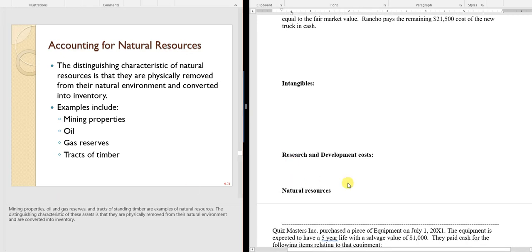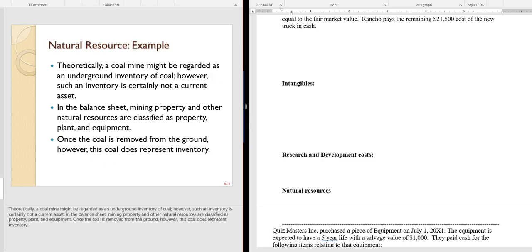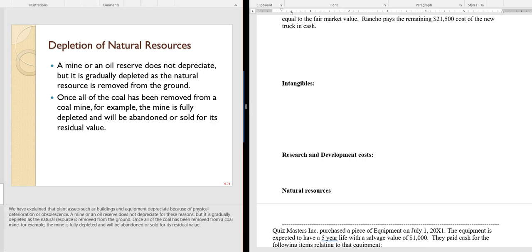Natural resources. Natural resources, again, like intangibles, just know what they are and know the terminology. We depreciate fixed assets, we amortize intangibles, and we deplete natural resources. So here's some examples, and you call it depletion, and it is more like units of output. So I would divide it by the tons of ore, the barrels of oil, the tree feet, I think they call it, of number of tree feet in lumber, etc. So you can kind of read through those. Notice it's called depletion.